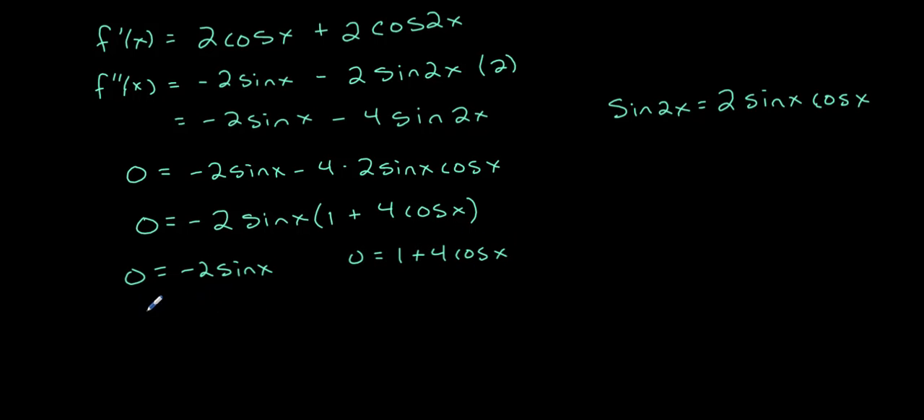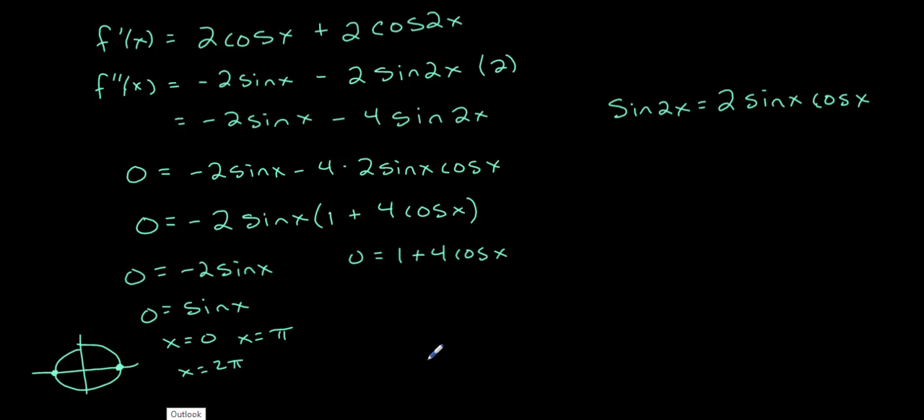And divide by negative 2, we get 0 equals sine of x. Well, when is sine equal to 0? Sine is the height on the unit circle, the y value. When is the height equal to 0? Well, right here, and then back at 2 pi, if we go from 0 all the way to 2 pi. So we have x equals 0, x equals pi, and then x equals 2 pi. Well, 0 and 2 pi are endpoints anyway on our interval.